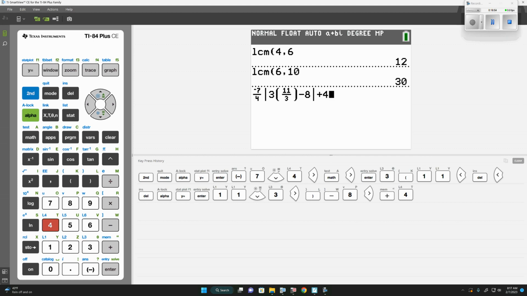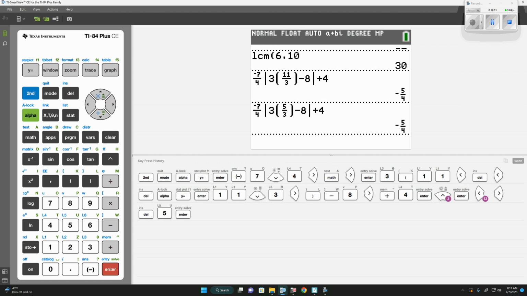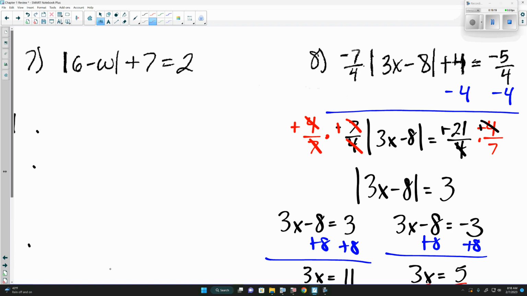So if I hit enter, so that is the correct answer. We can check it. I think the other one was, what was it, negative 5/3? 5/3, yeah. Delete. Still gives us the negative 5/4, so it is the correct answer. But that's it there.